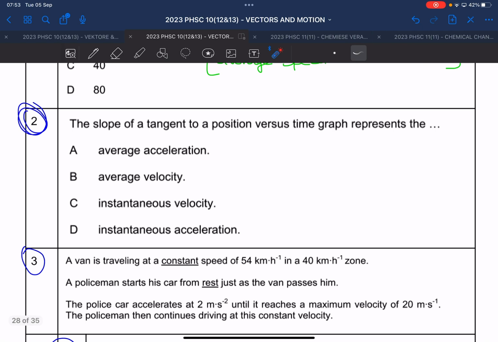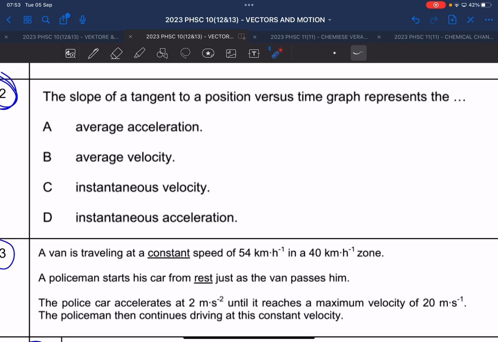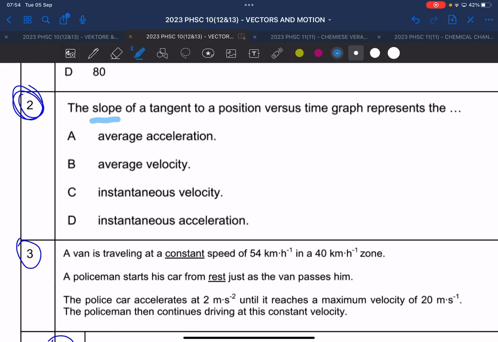Alright, it says there, the slope of a tangent of a position versus time graph represents. Yo, Carabello, what is the slope of a tangent? Yes, that's my question. Because how can you answer the question if you don't know what the question is? The slope of a tangent. What is a tangent? That's my question to you.